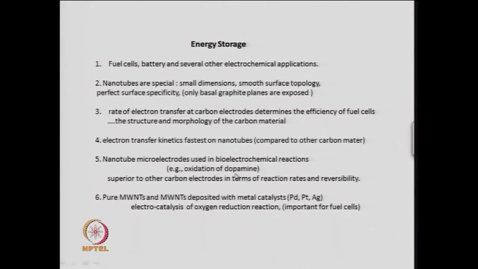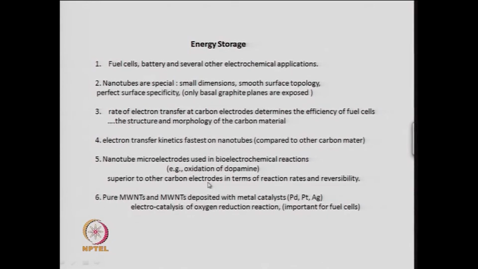Here, dopamine is a kind of drug, and it is also secreted in the human body, and you can study, for example, the oxidation of dopamine using microelectrodes of carbon based nanotubes, and this is much superior to other electrodes.